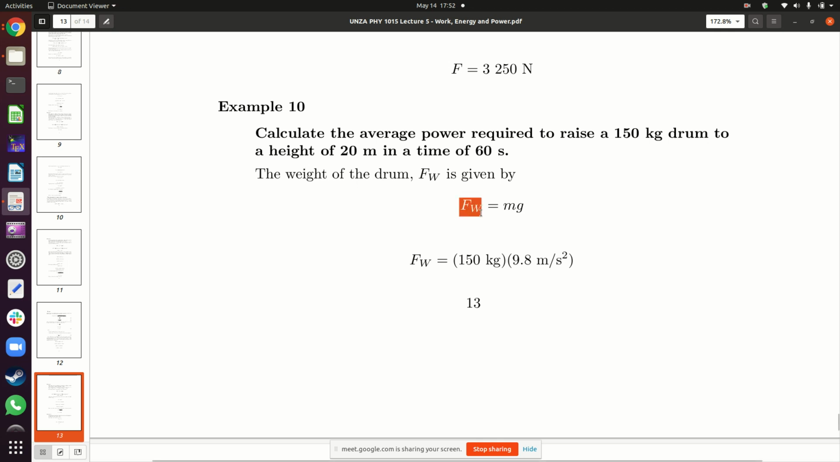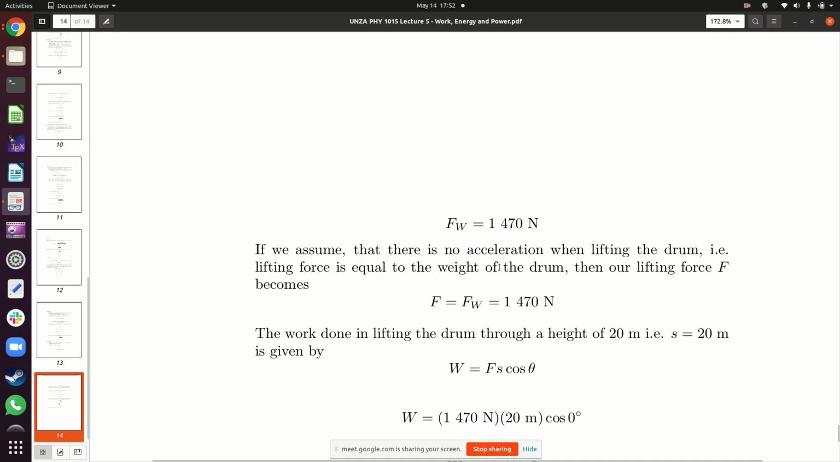So the weight of the drum, Fw, is equal to the mass of the drum times acceleration due to gravity. So the mass of the drum is 150 kgs. Then the acceleration due to gravity is that. So we end up having a weight which is equal to 1,470 newtons. Because we are assuming that there is no acceleration, the lift force, the force pulling the drum up, and the weight of the drum should be equal. So in this case, you end up having your lift force F being equal to the weight of the drum, which is equal to 1,470 newtons. So we have the force.